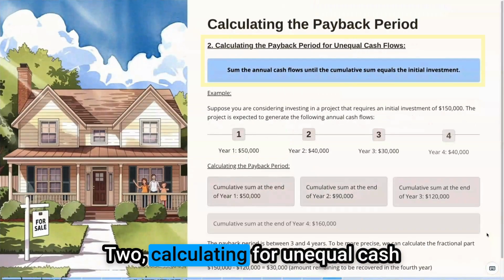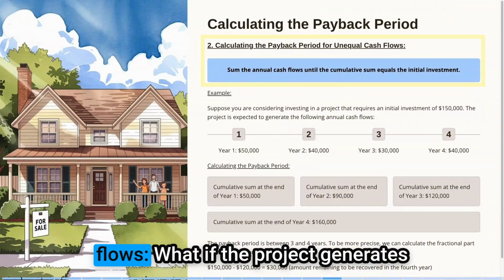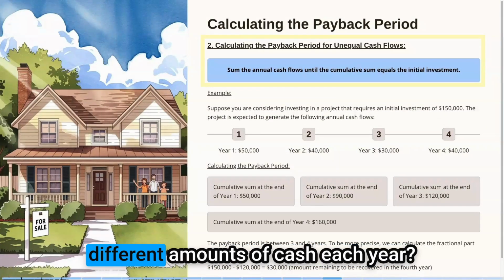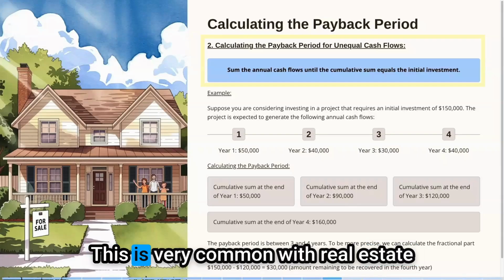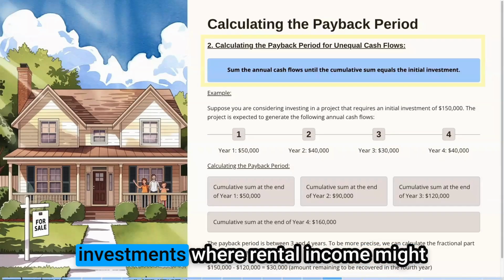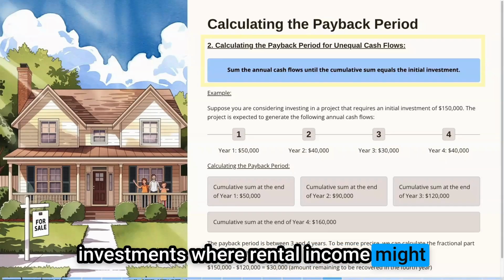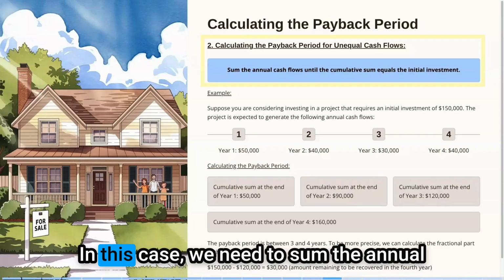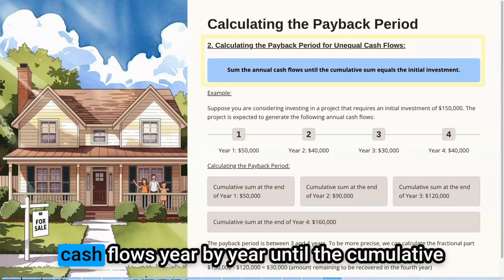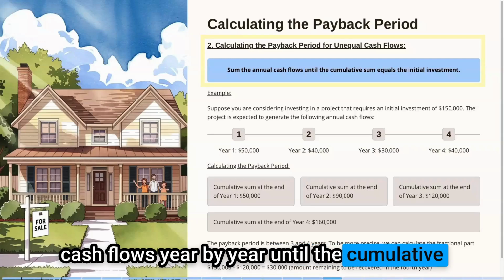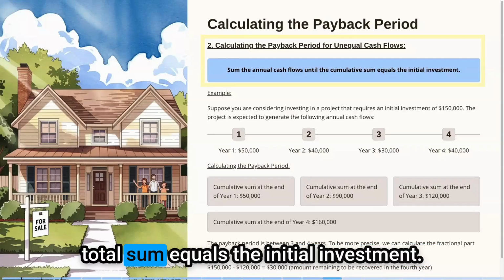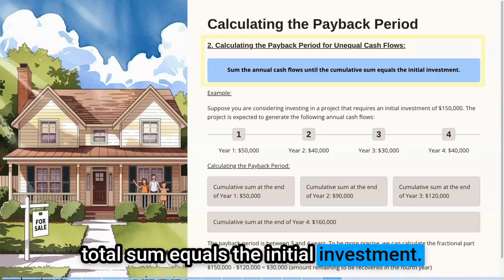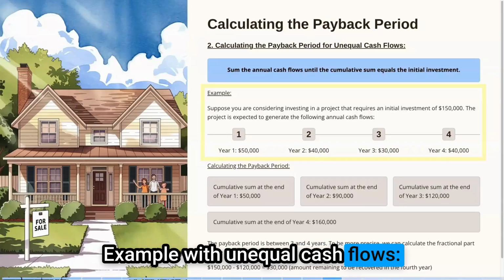2. Calculating for unequal cash flows. What if the project generates different amounts of cash each year? This is very common with real estate investments, where rental income might change or operating expenses could vary. In this case, we need to sum the annual cash flows year by year until the cumulative total sum equals the initial investment.